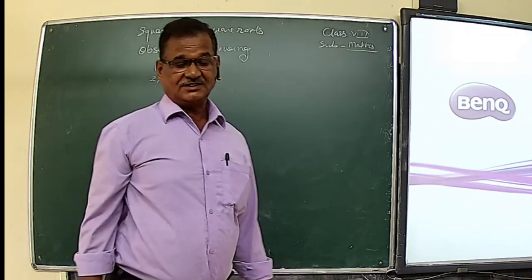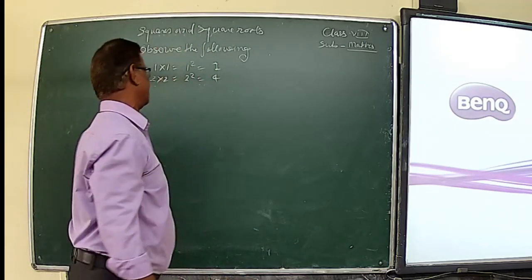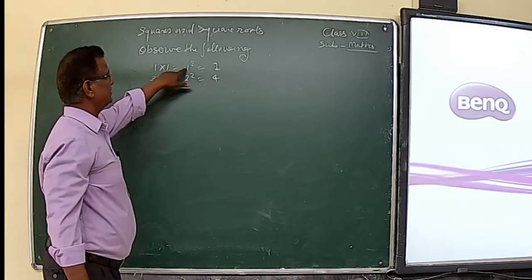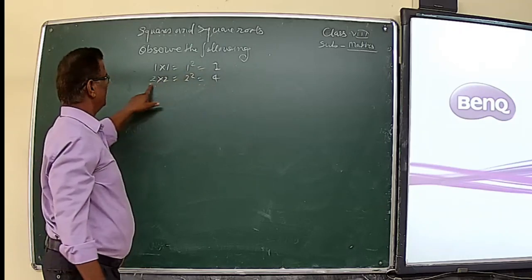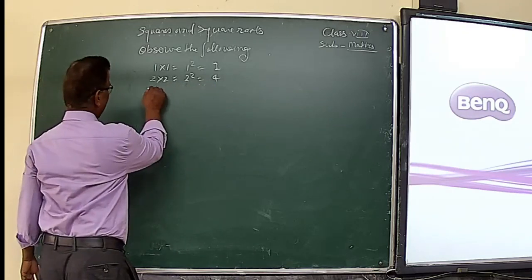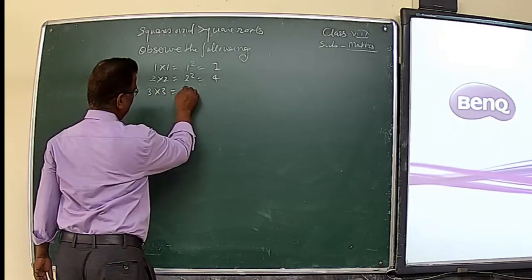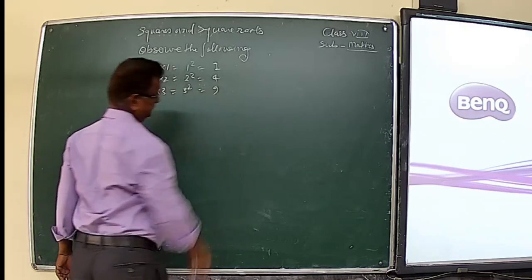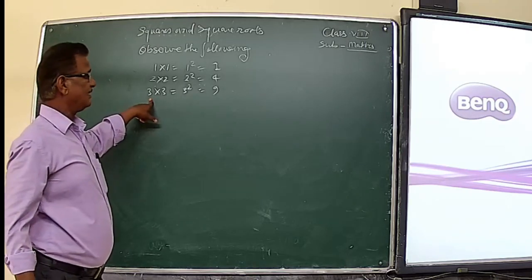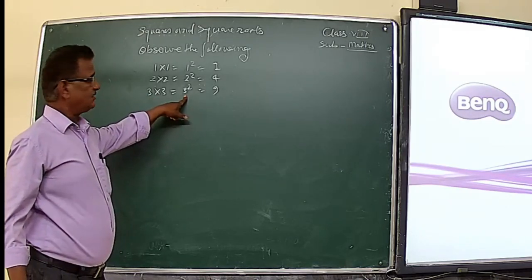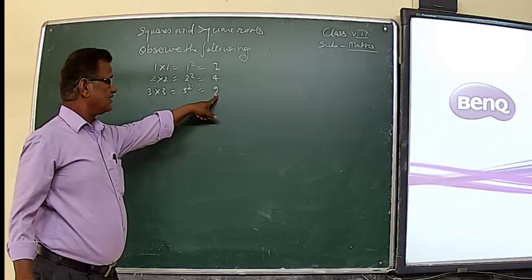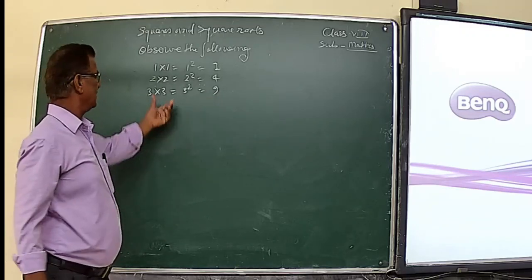Today I shall start chapter 3, square and square root. Observe the following pattern. See here, 1 into 1 is 1 to the power 2 is 1. 2 into 2 is 2 to the power 2 is equal to 4. Similarly, 3 into 3 is equal to 3 to the power 2 is equal to 9. See the pattern here: a number multiplied by itself can be represented as that number to the power 2. So you can say that 9 is the square of 3.